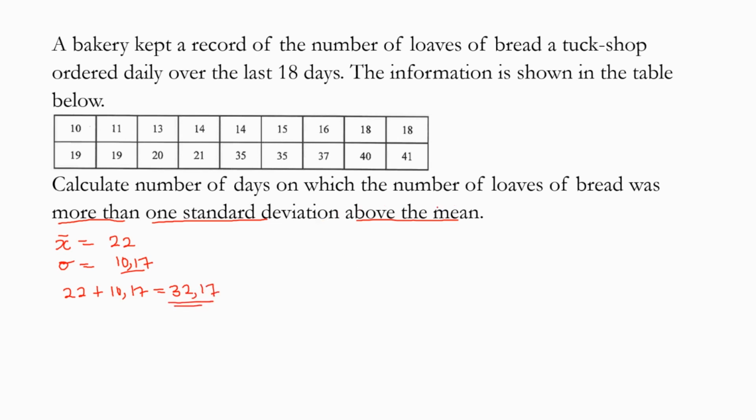How many days did the tuck shop order more than 32,17 loaves? So we have here 1, 2, 3, 4, 5. You see that? All these are above 32,17, so it means it's 5 days.